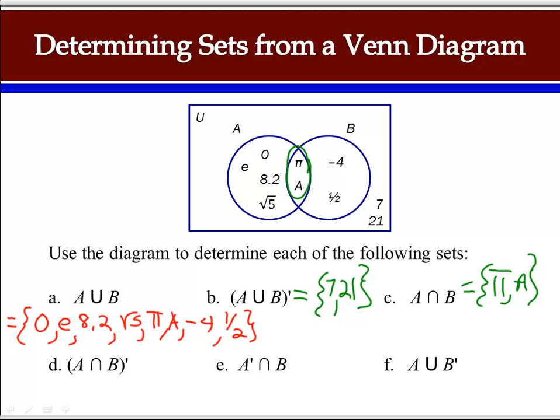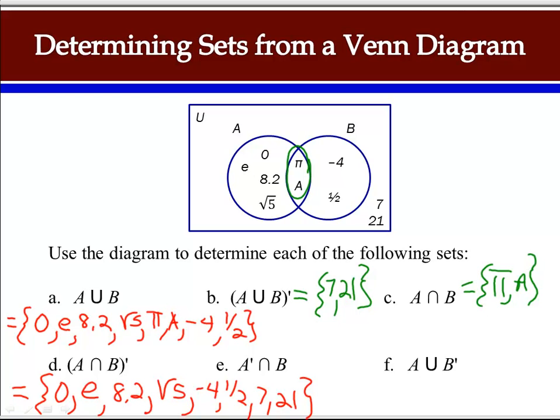Part D asks us for the complement of the set we just found, the intersection of A and B. The complement will be all of the remaining elements within the universal set: 0, E, 8.2, square root of 5, -4, 1/2, 7, and 21. We do have to include the 7 and 21 because to find the complement of a set, we have to find all of the elements in the universal set that are not included in our original set, which was just the set of pi and A.